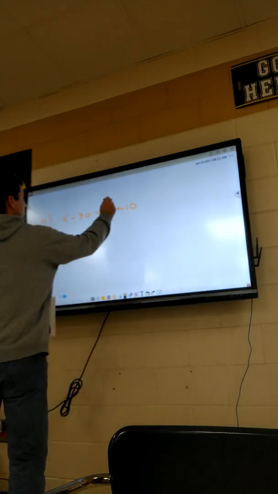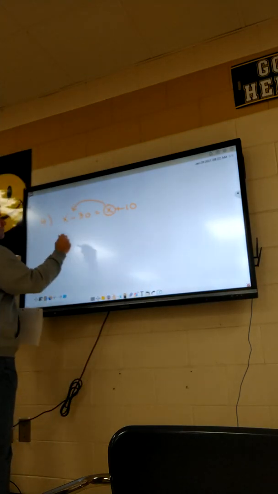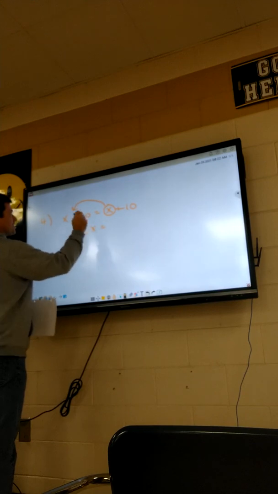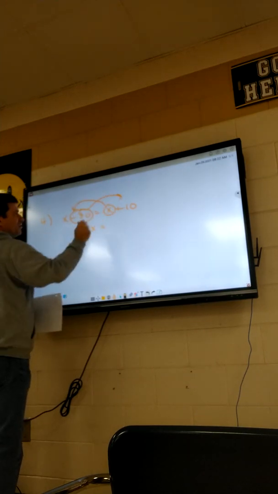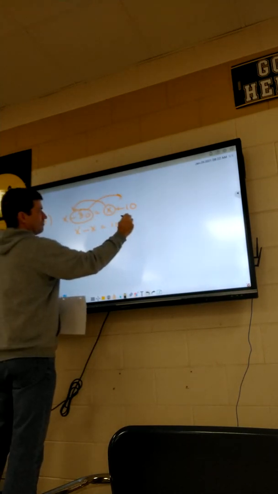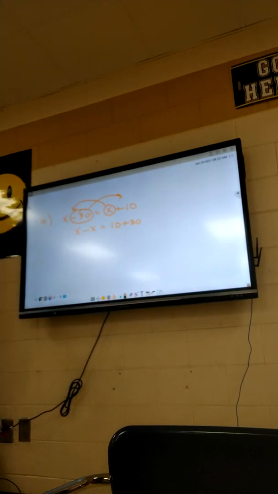So what's going to happen with this x when I move it over here? You get cancel out. Good. What's going to happen with this negative 30 when I move it over here? All right, good. So write that down. See what y'all get from here.